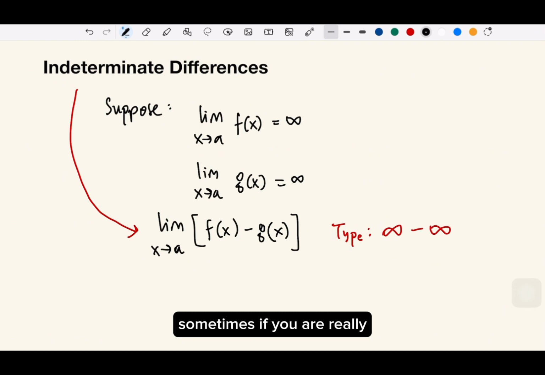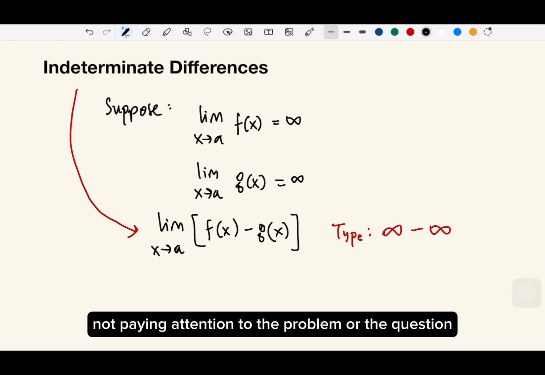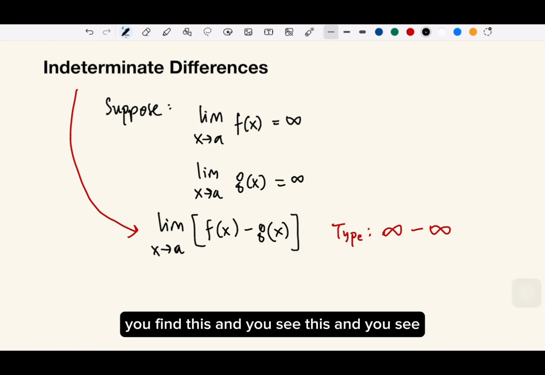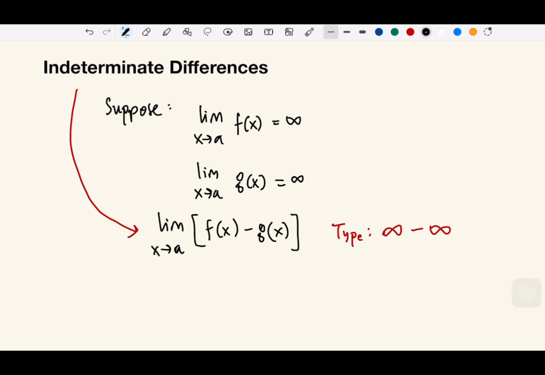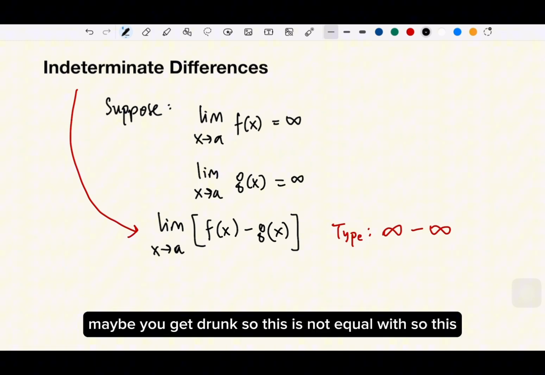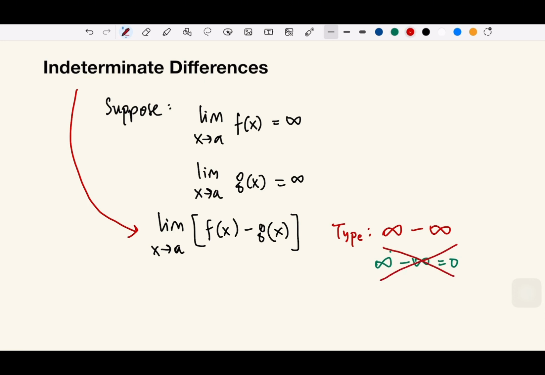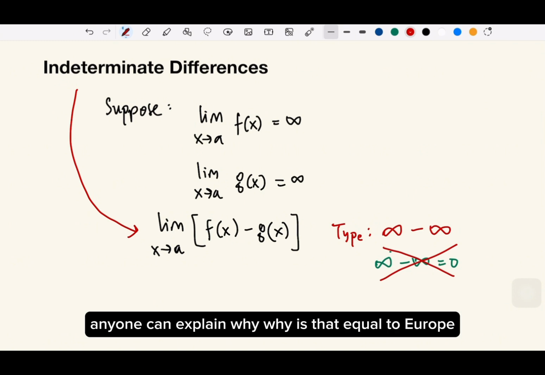Sometimes if you are really not paying attention to the problem or the question in the exam, you see this, and then you see 0. So maybe you get drunk. So this is not equal, so never write this, okay? Anyone can explain why it's not equal to 0?